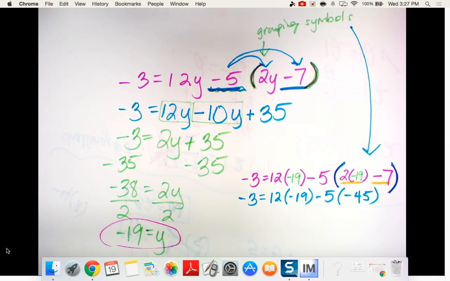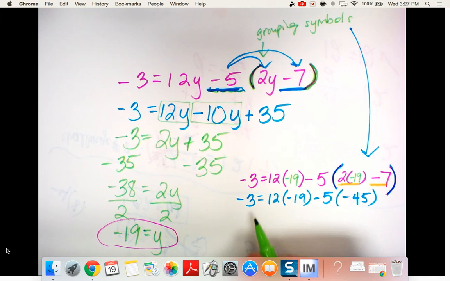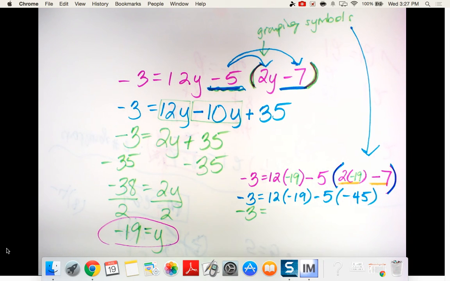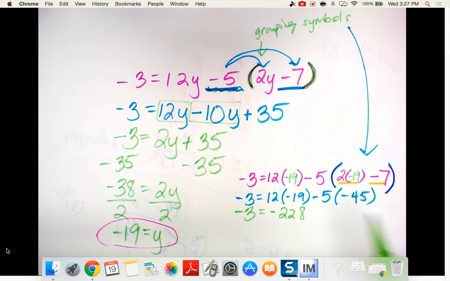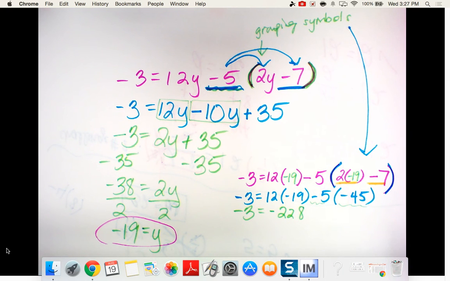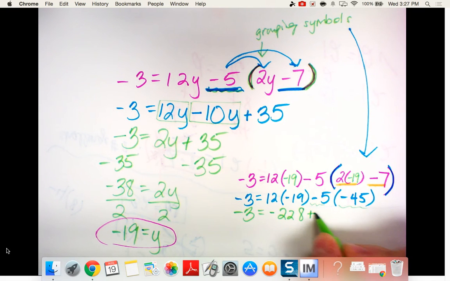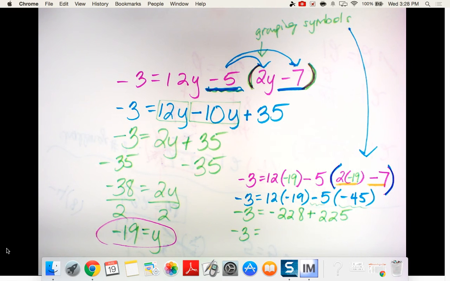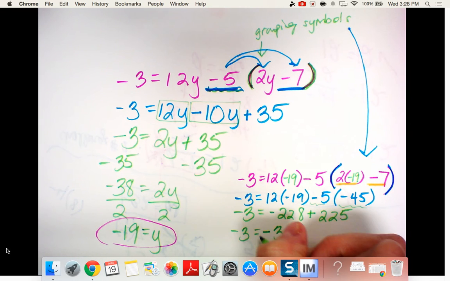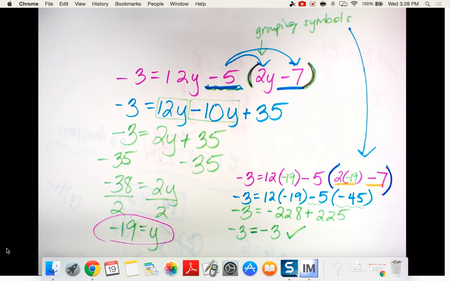All right. So now I can multiply 12 times negative 19. It's negative 228. And then negative 5 times negative 45 is a positive 225. Negative 228 plus 225 has a difference of 3, so negative 3. And this is a true statement, so our answer is correct.